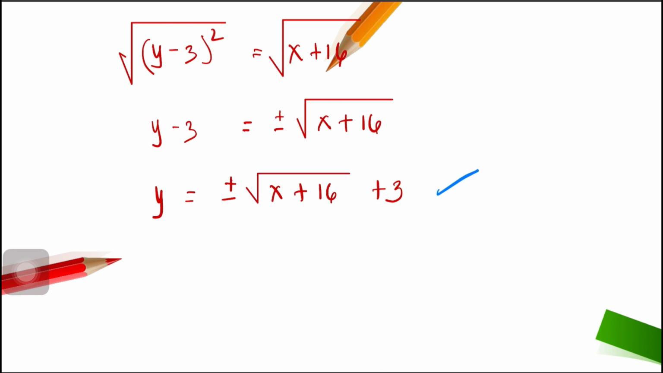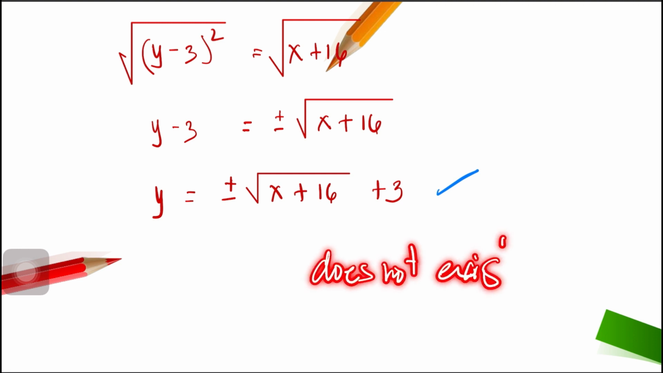Notice that for some values of x, there are two values of y. For instance, if x is 1, y now is equal to the square root of 1 plus 16, that is the square root of 17. So that is now the square root of 17 plus 3, and the other one is negative square root of 17 plus 3. So therefore, the inverse of g of x does not exist. Okay?